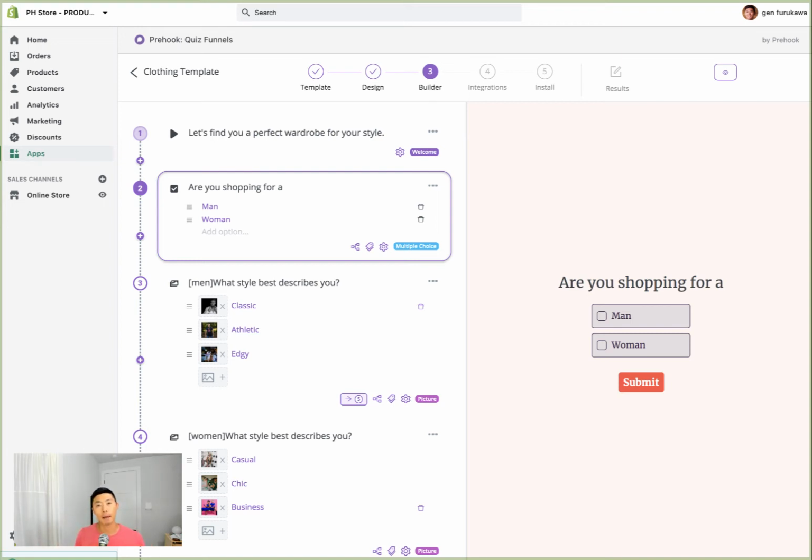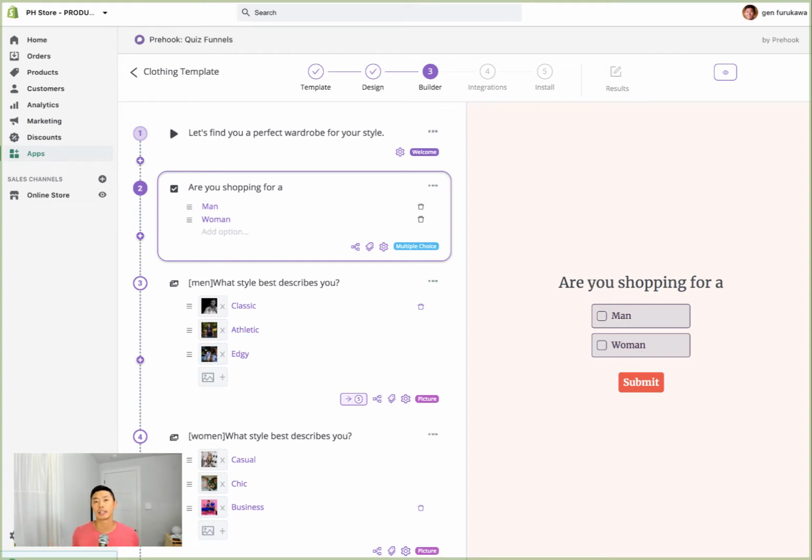I'm a co-founder at Prehook, and today I want to show you about conditional logic and why it's so important and why you should add it to your quiz. So to start, conditional logic is basically using logic that states if this, then that. So if a customer answers this, then take them to question A. If they answer that, then take them to question B.